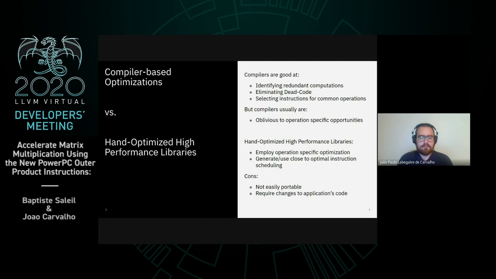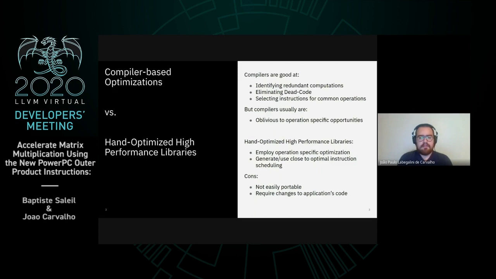Compilers are very good at identifying redundant computations, eliminating dead code, and selecting instructions for common operations. However, most compilers are oblivious to operation-specific opportunities. High-performance libraries, on the other hand, employ operation-specific optimizations and use close-to-optimal instruction scheduling. However, high-performance libraries do require changes to the application's code and are not easily portable.